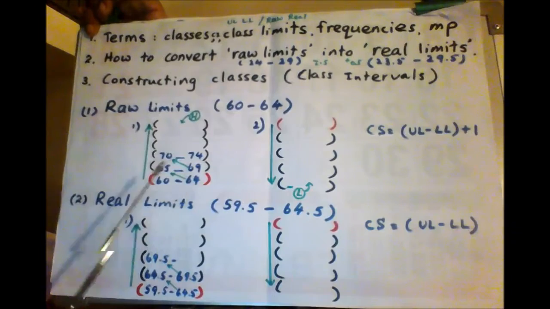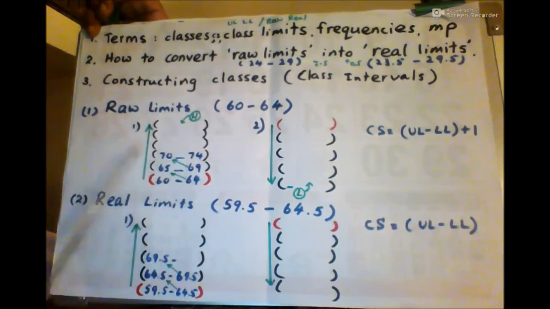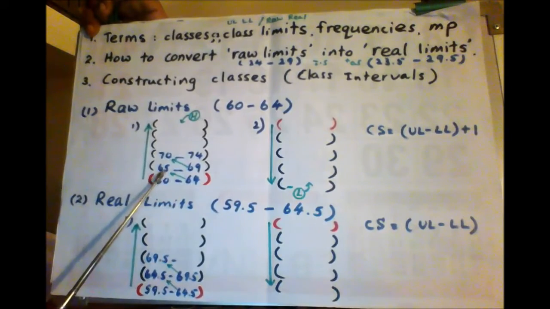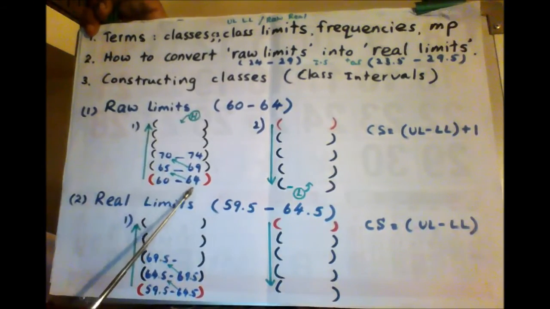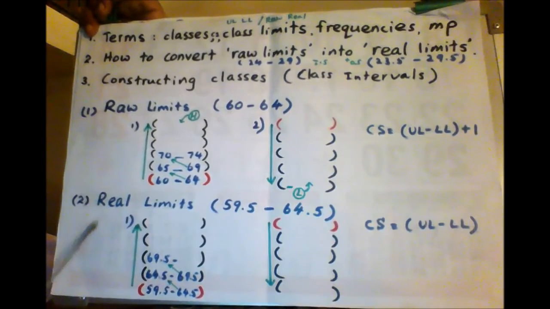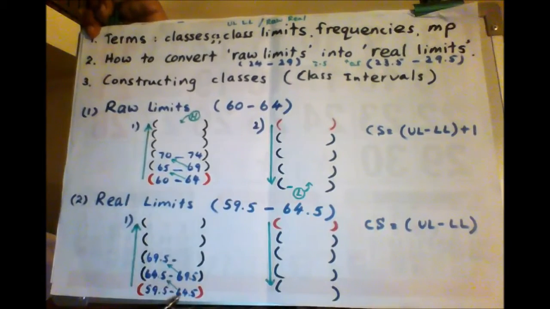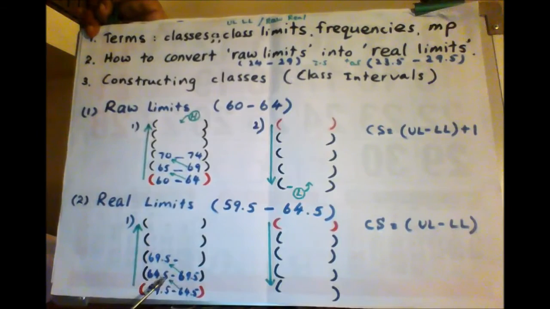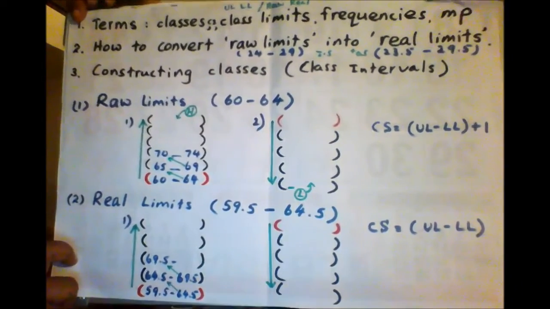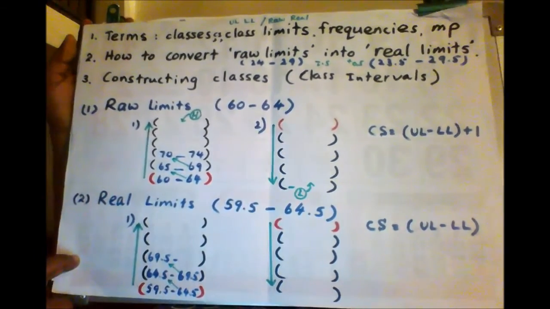Afterwards you'll have to double check. How can you double check? With row limits, there's one mark higher than that one: 64, 65, 69, 70 likewise. Similarly, you can do this one also with real limits. Here you can check. If you get 64.5, then here also you get 64.5, 69.5, 69.5. That's the way you can double check. So all this is setting the scene.